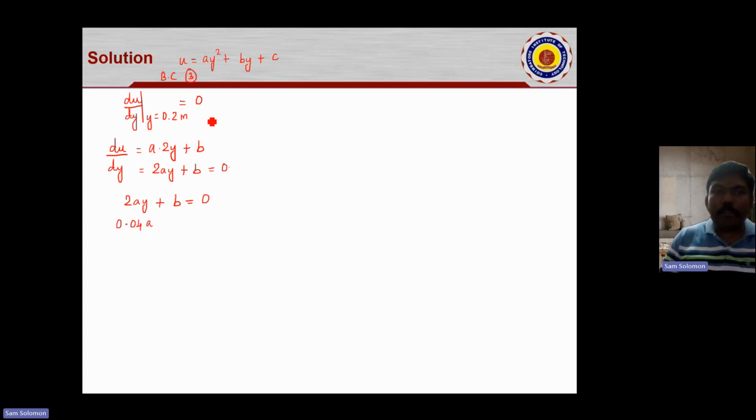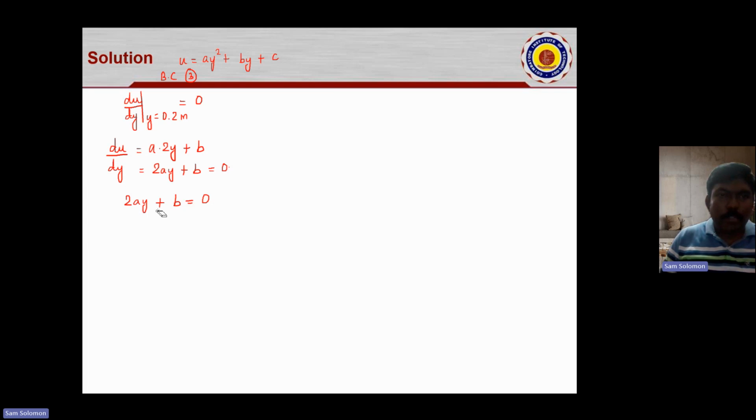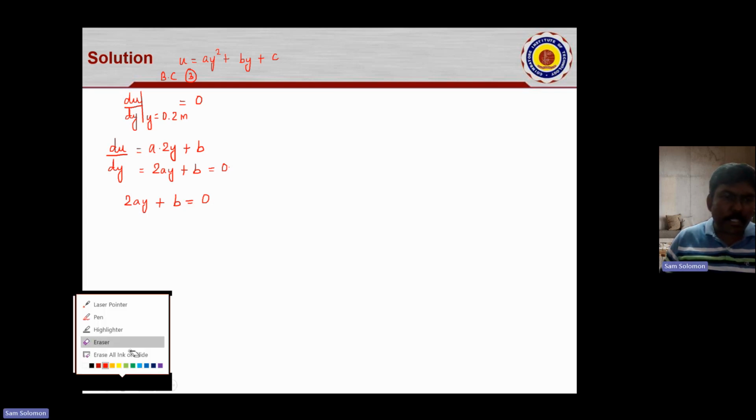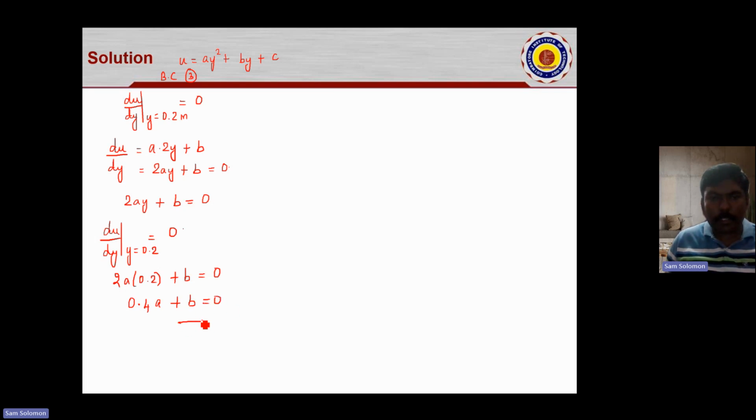Oh, we forgot to, just a moment. We need to substitute the value of y equal to 0.2 over here. So du by dy at y equal to 0.2 is equal to 0. So it is 2a times 0.2 plus b is equal to 0, which is 0.4a plus b is equal to 0. Let's call this equation number 2, Roman number 2.